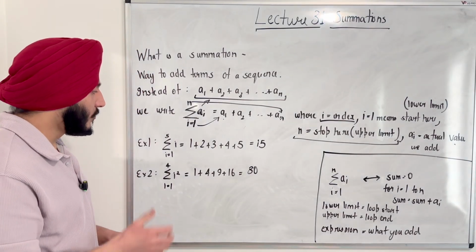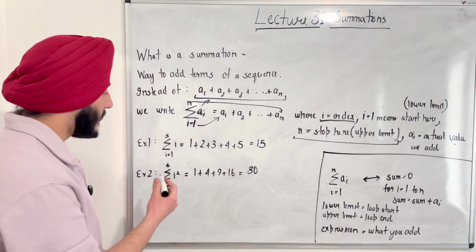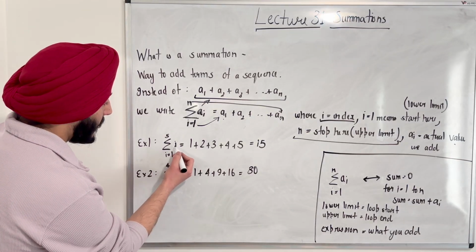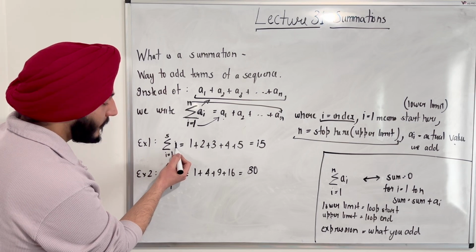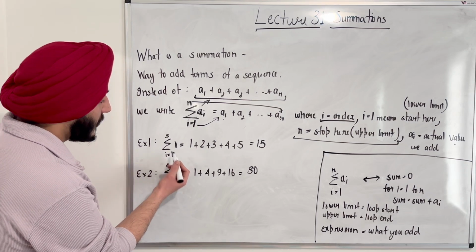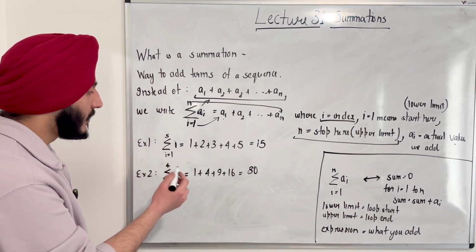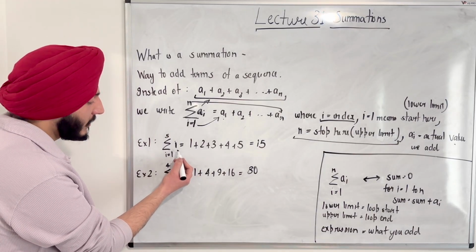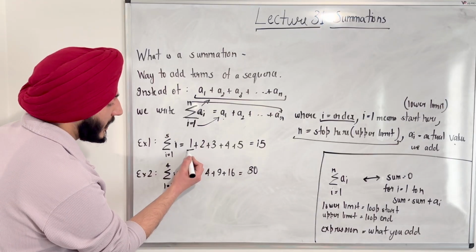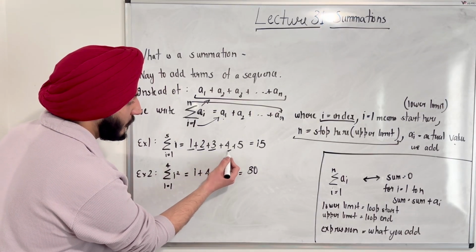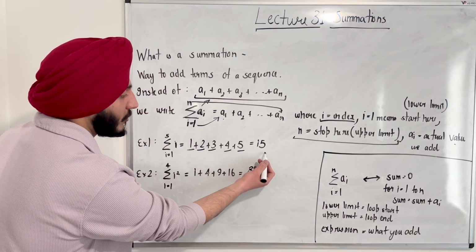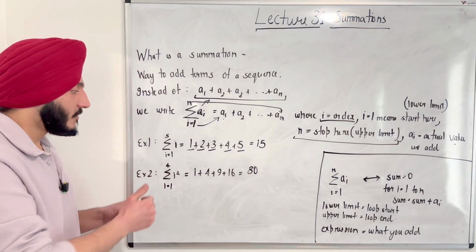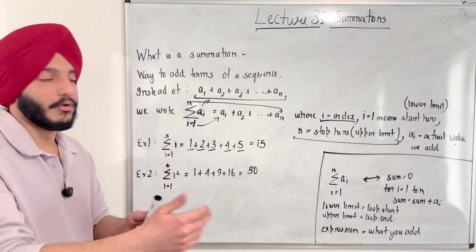I've given two examples in this case as well. One example is this one: the term is i. You start at i equals 1 and keep going until i equals 5. So I have to add the term i as I keep going: 1, 2, 3, 4, 5, giving me a total of 15. This basically means I'm adding all the numbers 1, 2, 3, 4, 5.